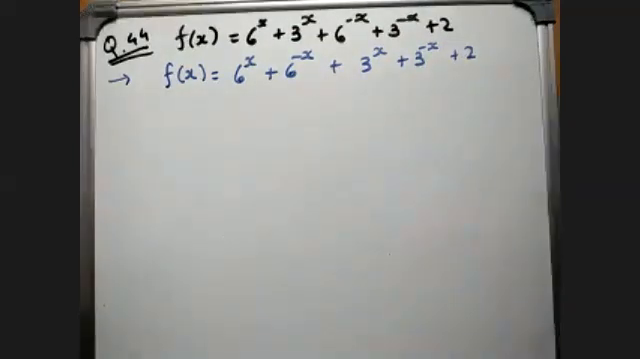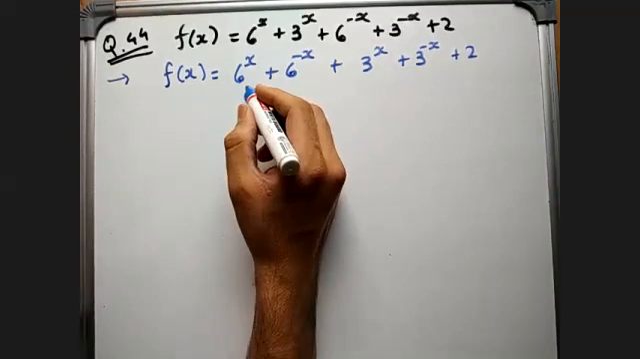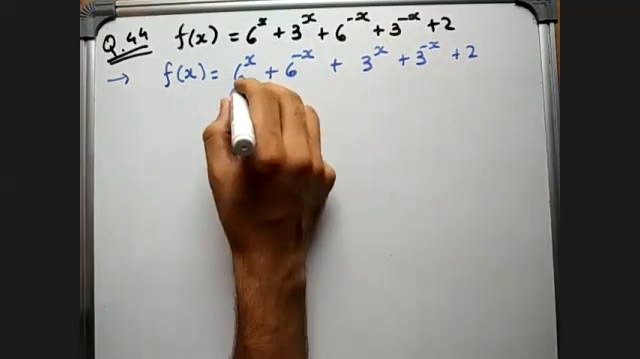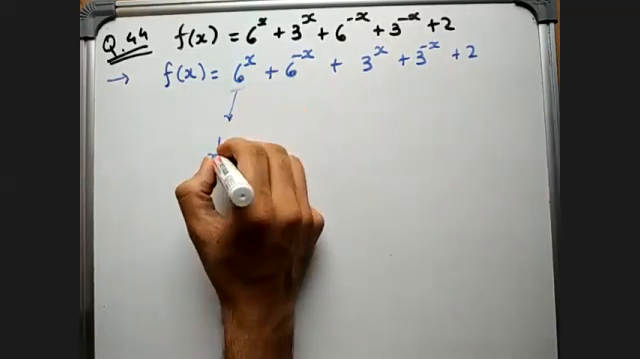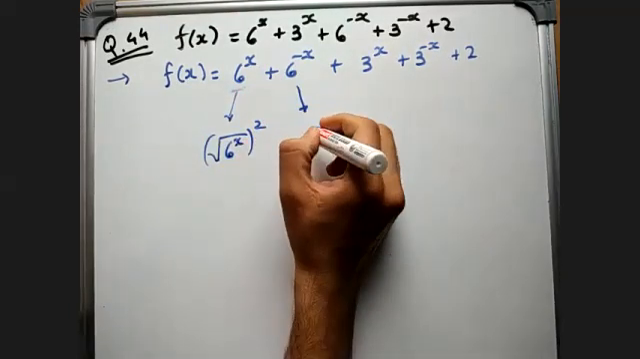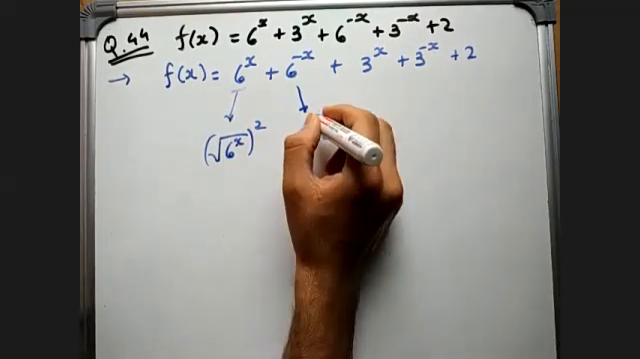Okay, so 6 to the power x plus 6 to the power minus x. Are you understanding here? 6 to the power x, it is (square root of 6 to the power x) whole square. This is (square root of 6 to the power minus x) whole square.